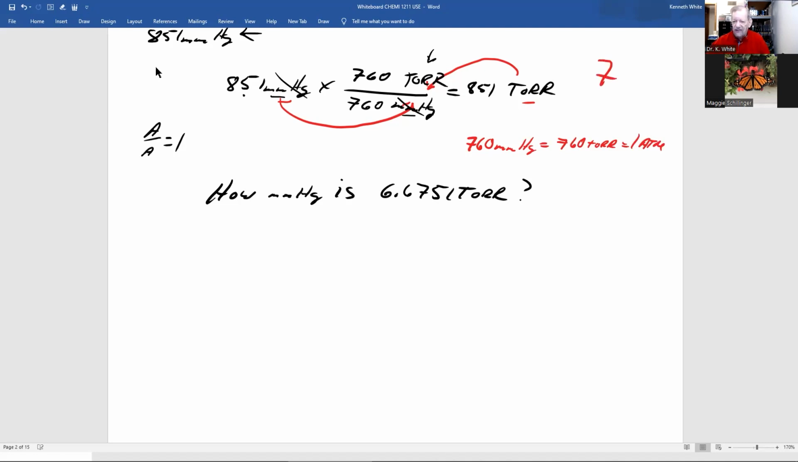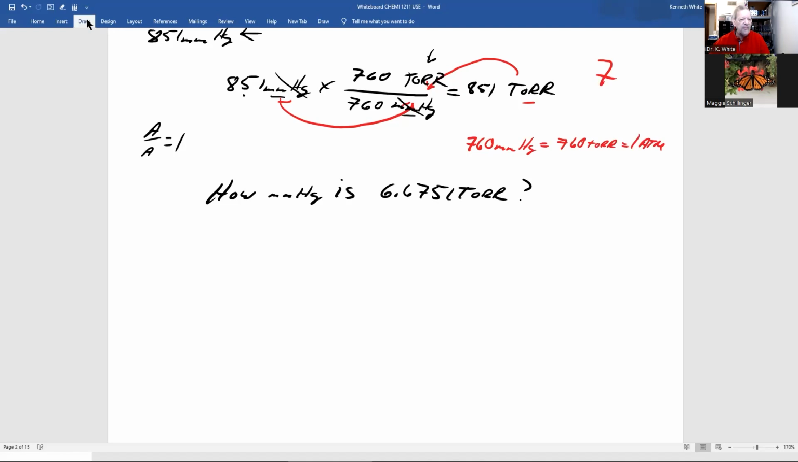Remember, this is how I write the number 7, the German way, which I think is cool. I learned from my high school teacher in German. High school teacher was from Germany, Herr Brink. I still remember him. What a great guy. But anyways, 760 torr equals 1 atmosphere.